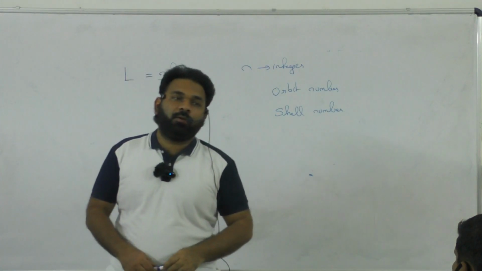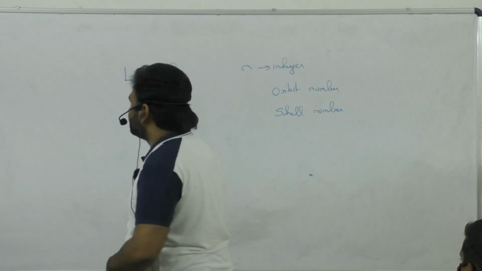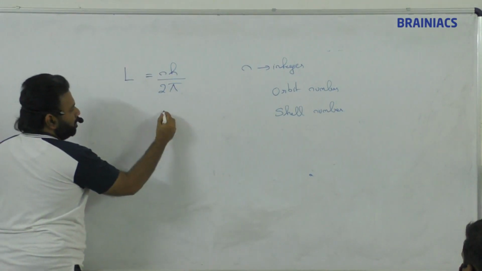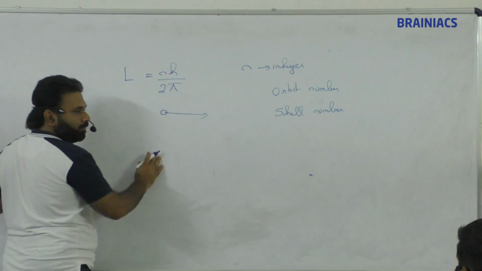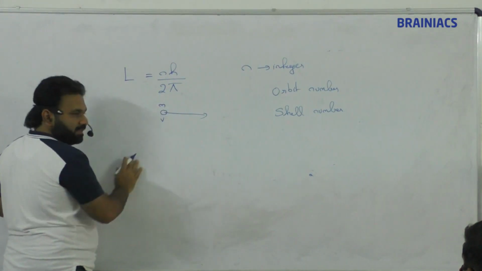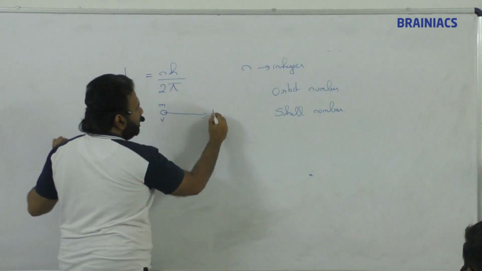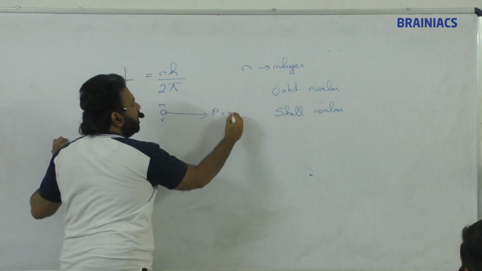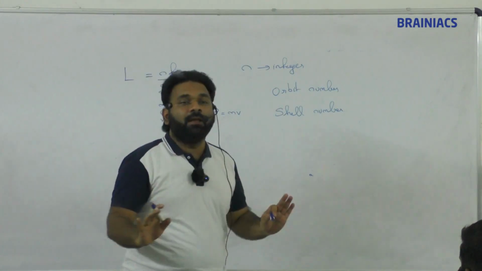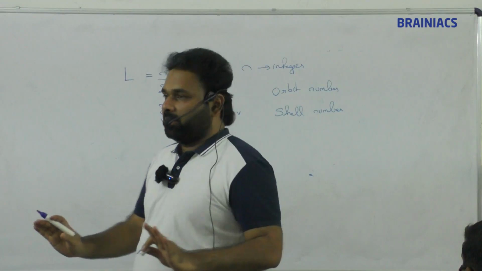How many of you know about angular momentum? Okay, see, something is moving like this. If its mass is m and its velocity is v, then linear momentum p is equal to what? mv. Okay, so this is linear momentum.